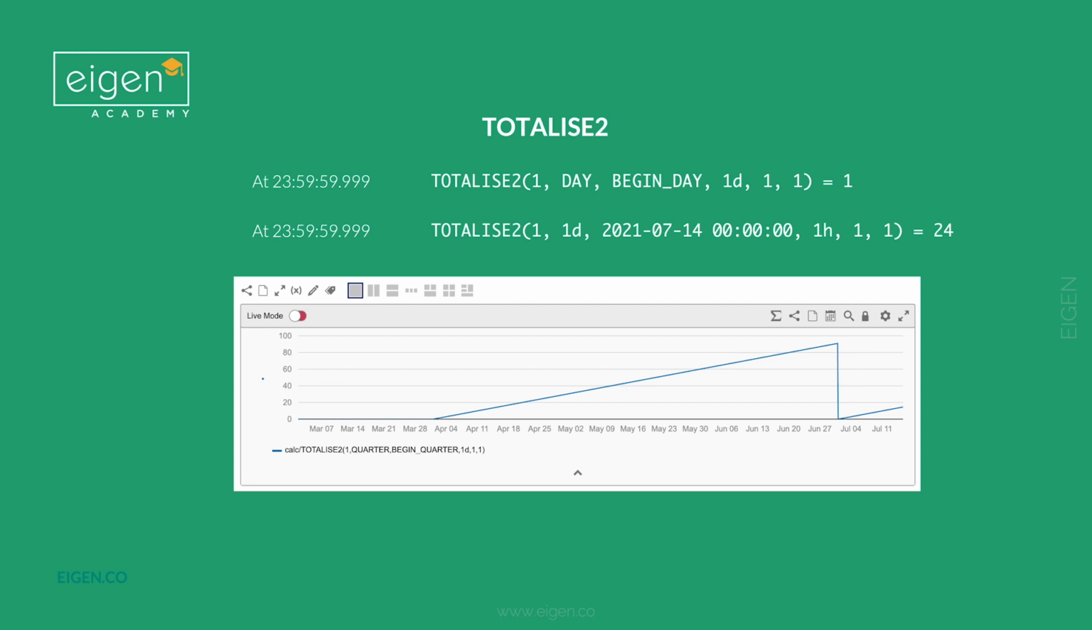If we look at the top example though, Totalise 2 can handle known terms for date ranges, for example day or begin day and quarter. Now we've used quarter and begin quarter for this example chart below. Here we say totalize the value 1, start over a quarter and start at begin quarter, the first day in the quarter. And you can see here that at the start of April our total starts to rise until it gets to the end of June, which is the quarter, April, May and June, and then it resets and a new quarter begins.